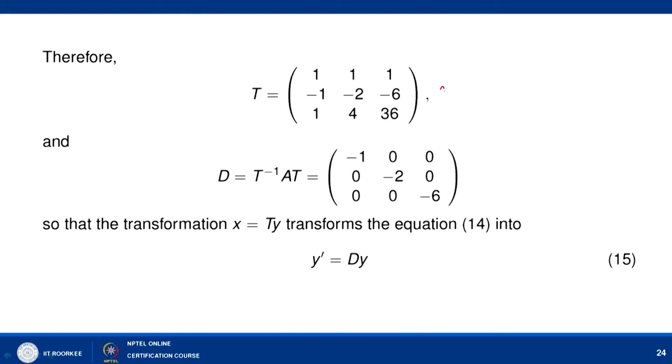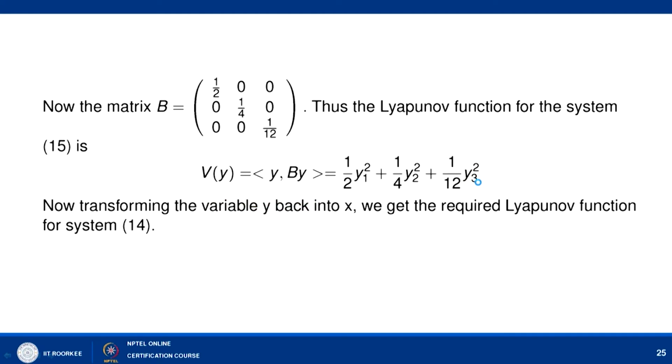So, we write T as [1, -1, 1; 1, -2, 4; 1, -6, 36], and we can write D as T inverse A T, that is the diagonal form corresponding to matrix A. So, D is equal to diag(-1, -2, -6), and we can find x equal to T y to transform our system into y dash equal to D y. Now, D is of this form.